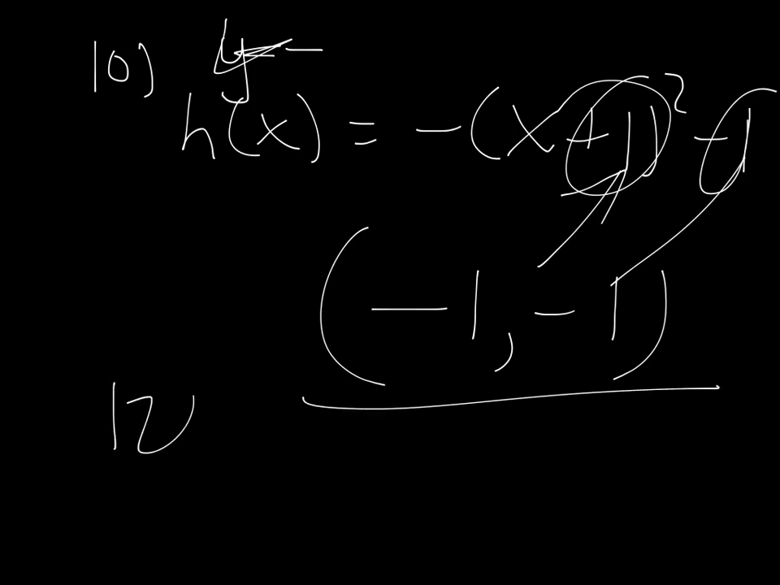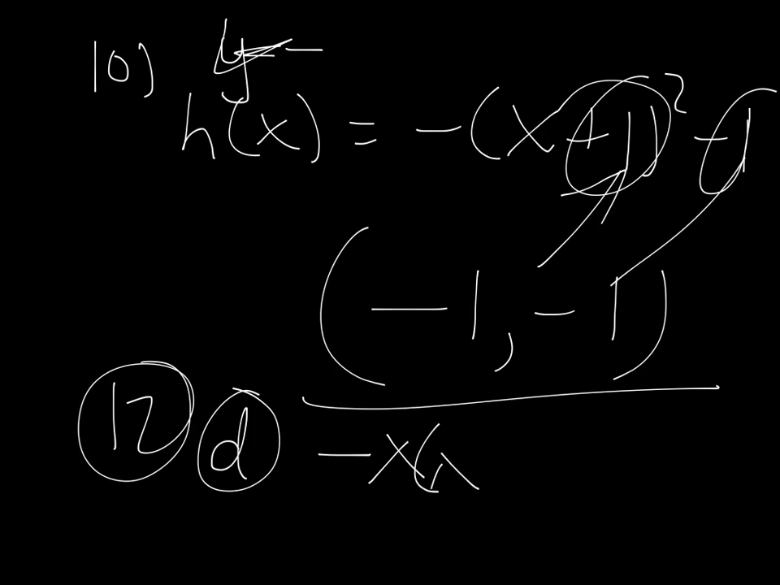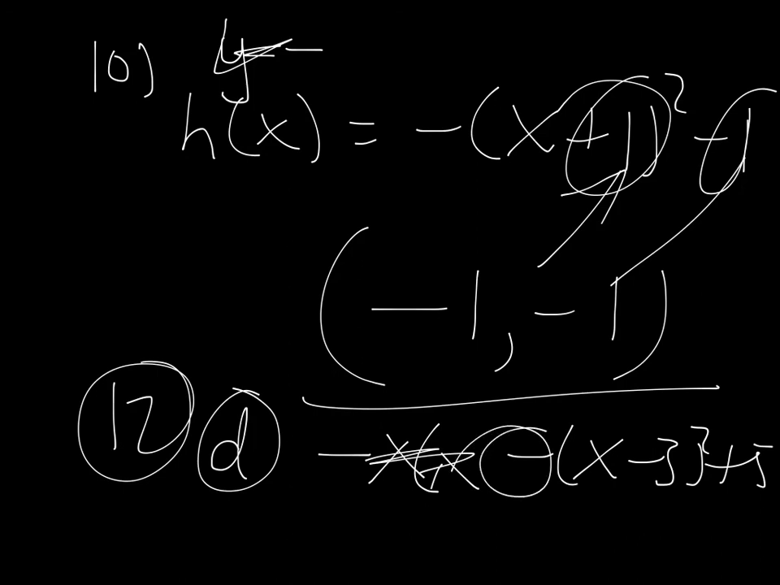Transformations for number 12. If I want to talk about the transformations for D, for example, I have minus (x minus 3) all squared plus 5. What's going on here? Well, this means that I'm reflected in the x-axis, or flipped in the x-axis. There's no vertical stretch or compression. If it was a big number, it'd be a vertical stretch. A small number would be compression. And then I have a vertex of (3, 5), which means that I've gone right 3, up 5. So you'd say flipped or reflected in the x-axis, right 3, up 5.